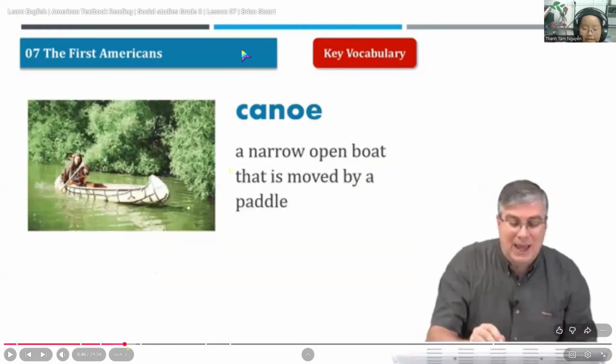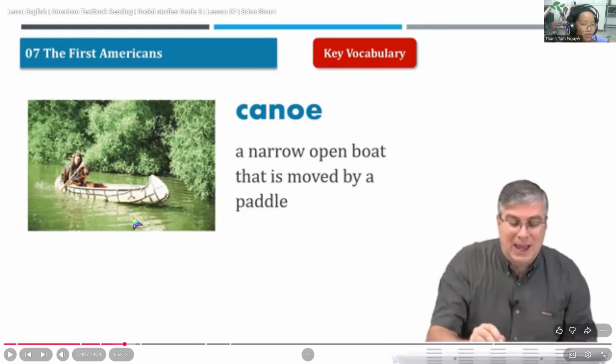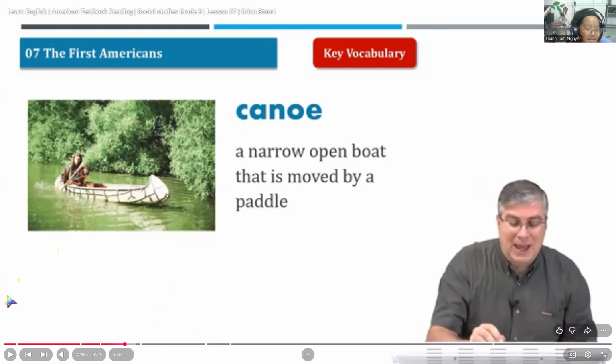Okay, canoe is a great example. So, look at this person. She is riding on a canoe. But actually, I think this is a different kind of canoe because to me, it looks like it was made out of something else. Anyway, she is paddling.